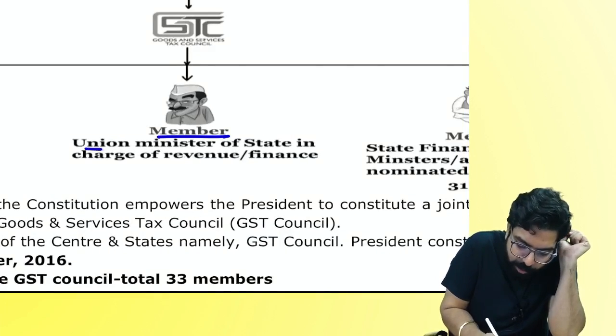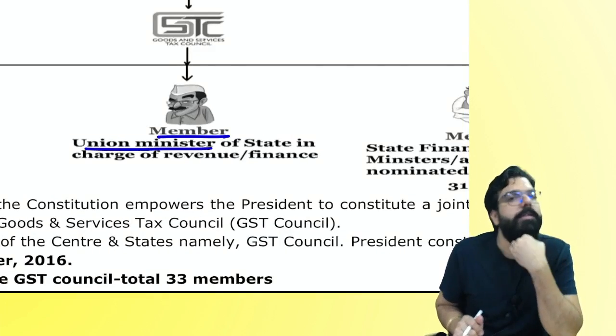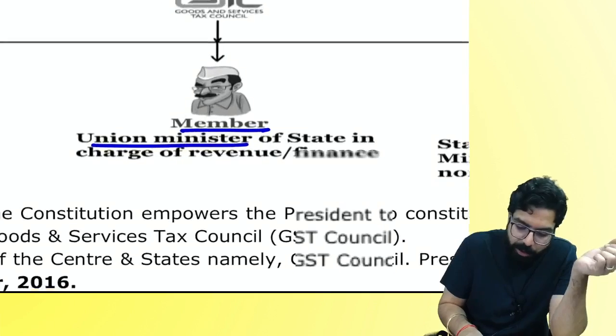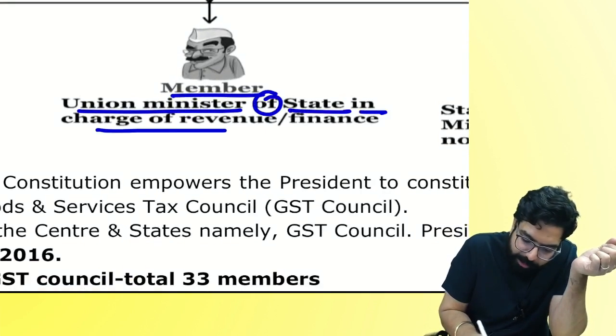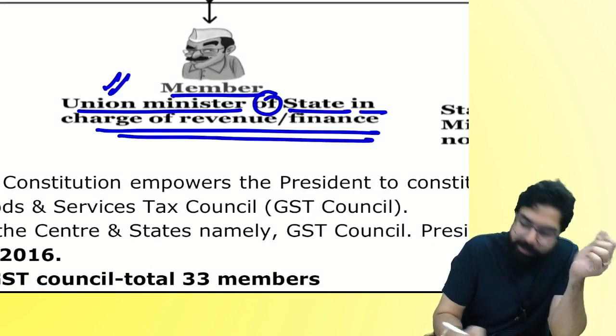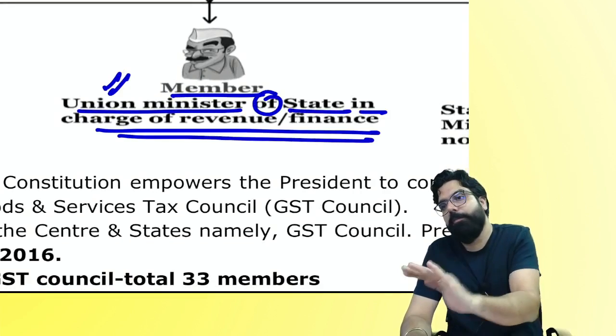Another member is also a Union Minister. Union Minister means central government ka minister. But you know his name is what? Union Minister of State. He is in charge of what? Revenue and finance. But he is a Union Minister only. He is not a State Minister. He is a Union Minister.